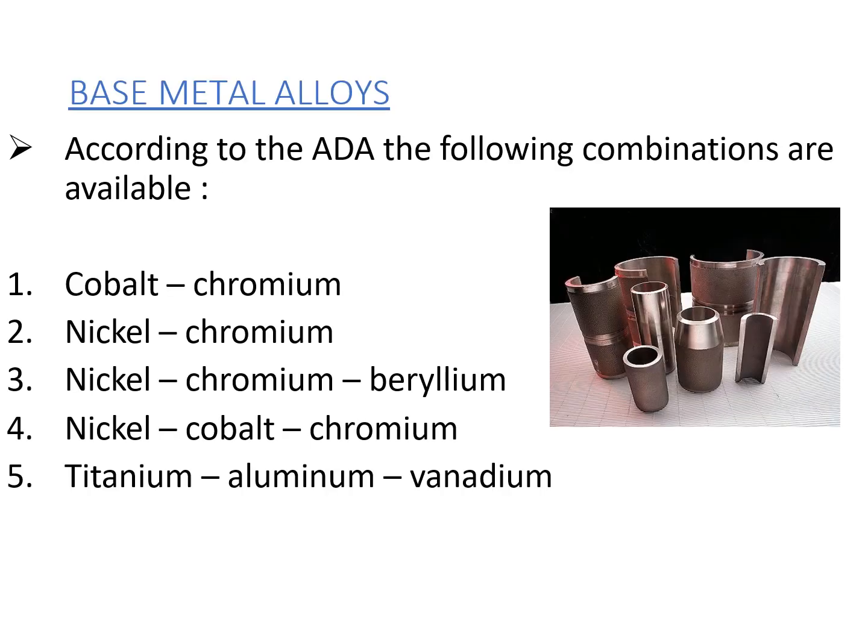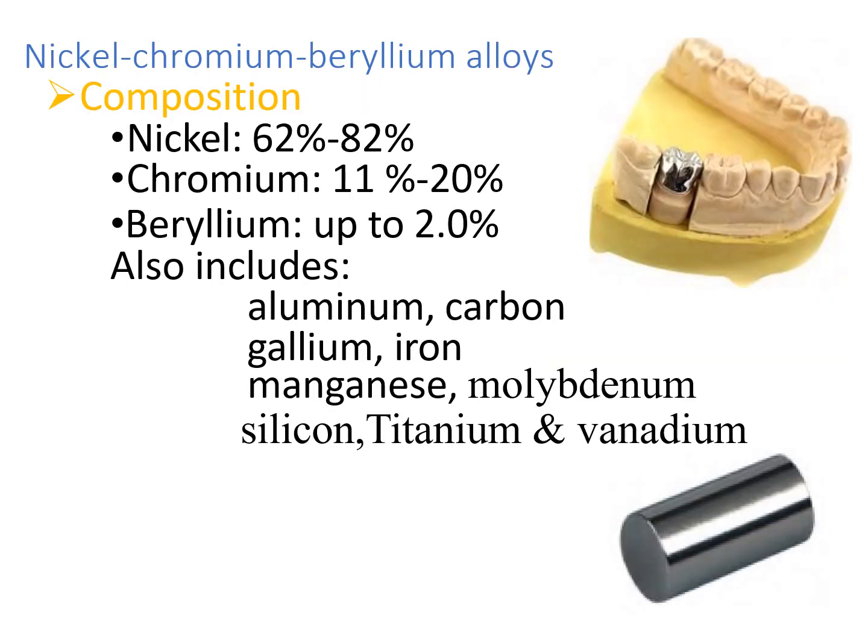Base metal alloys. According to ADA, the following combinations are available: cobalt chromium, nickel chromium, beryllium nickel, cobalt chromium, and titanium, aluminum, vanadium. Nickel chromium beryllium alloys contain nickel to about 82%, chromium to about 20%, beryllium to about 12%. They also have aluminum, carbon, gallium, iron, manganese, molybdenum, silicon, titanium, and vanadium.